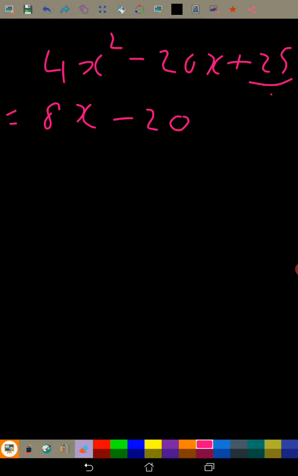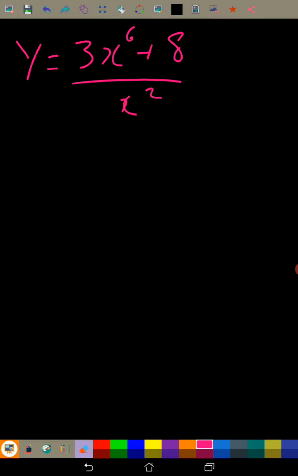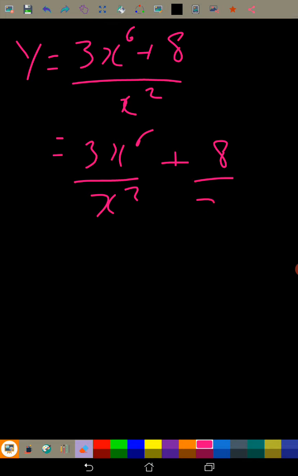Well, here we have a complex one. Let's try this. y equals (3x to the power of 6 plus 8) divided by x to the power of 2. Here it looks very complicated. How can we differentiate this? But we can rewrite it as 3x^6 divided by x squared plus 8 divided by x squared. So if we put this up, we have 3x to the power 4 plus 8x to the power minus 2.